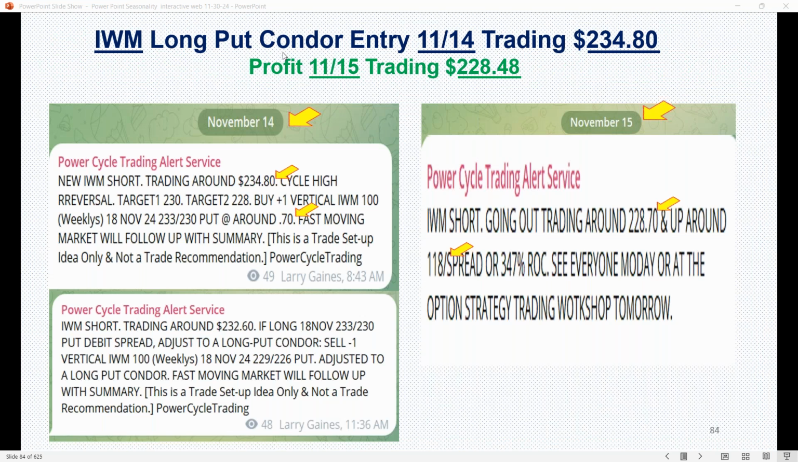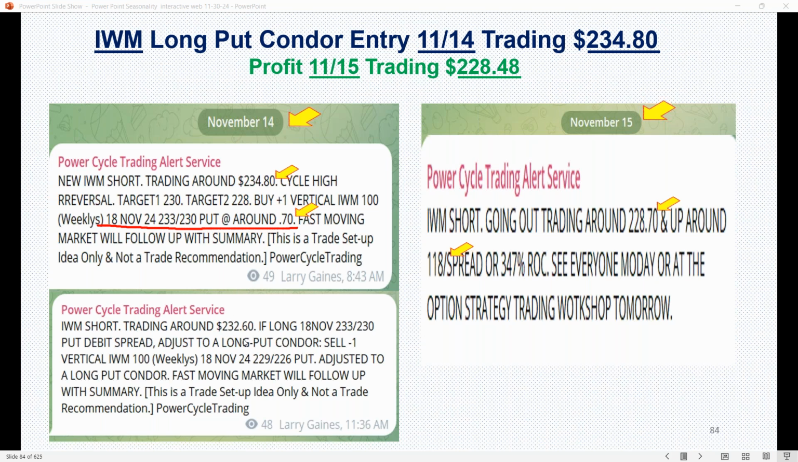Here's another one we did just recently. This was the Russell long put Condor. This is actually a short trade setup that we did on the Russell. Entered on the 14th of November. It was trading at 234.80, and we were out the next day. This was just a really short in and out trade. You can see here it says new short. Trade at 234.80, cycle high reversal, target 1, 230, target 2, 228, vertical long put debit spread at 70.